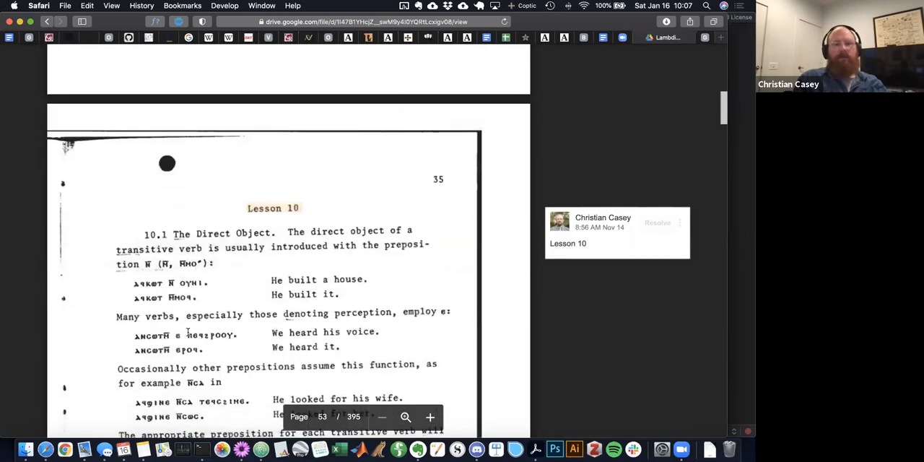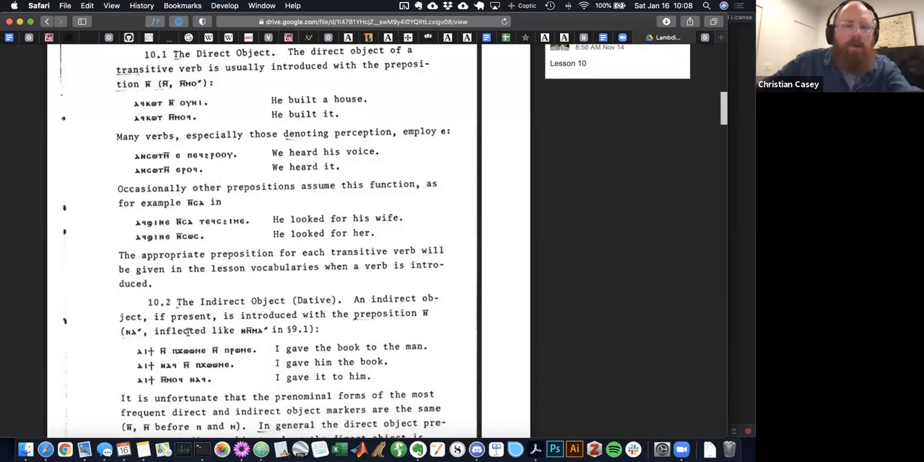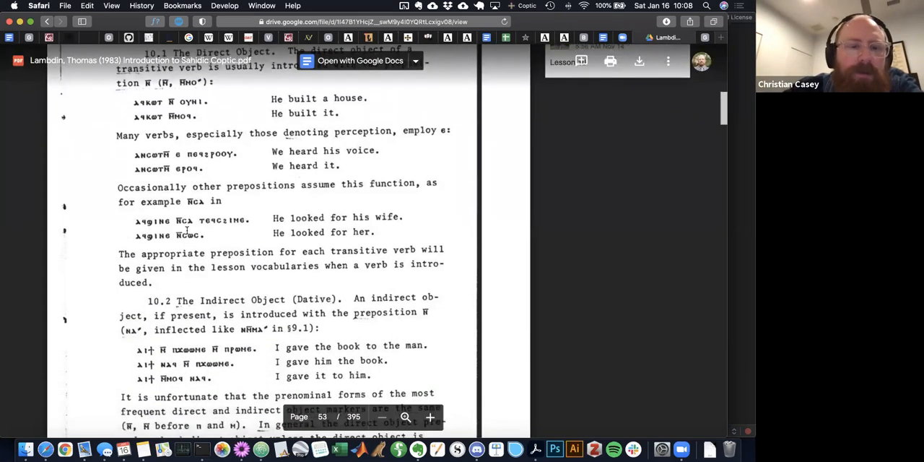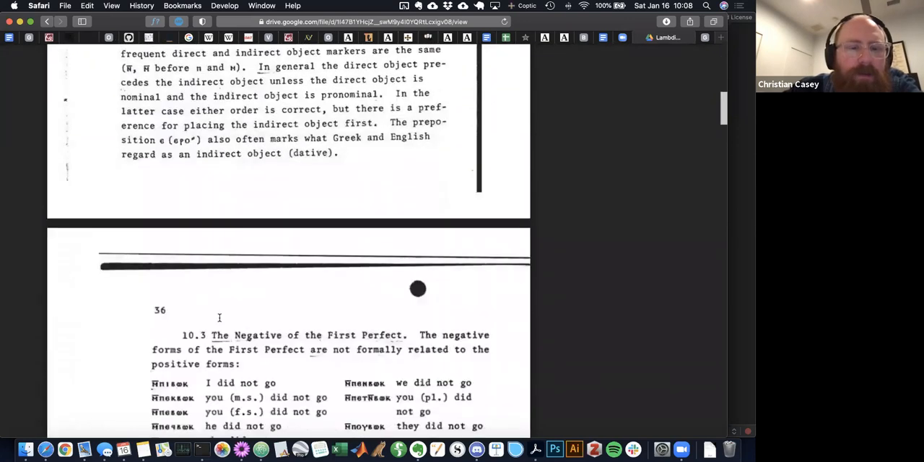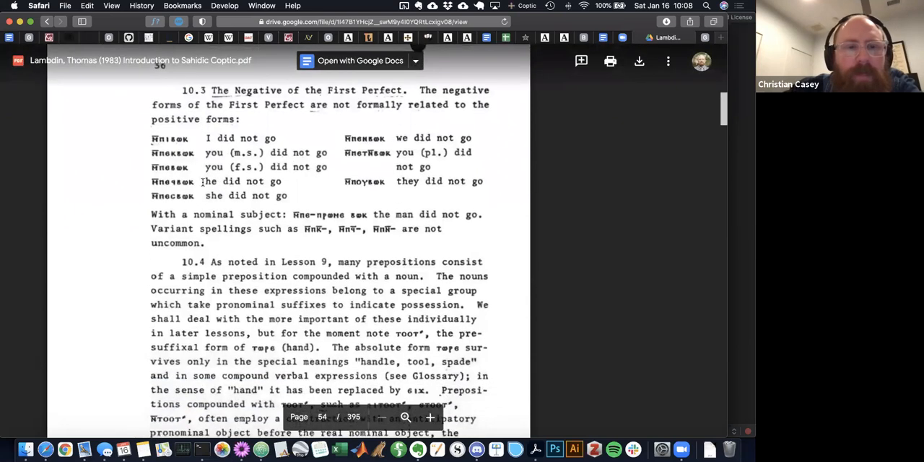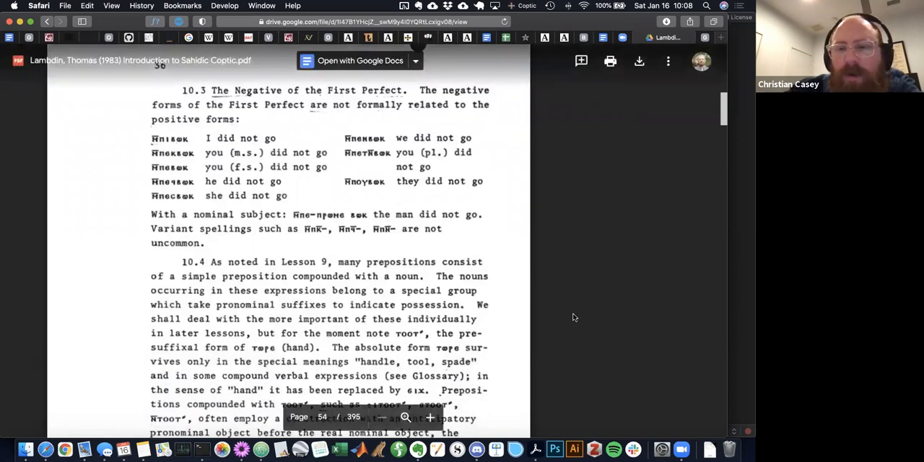It takes a lot of getting used to, but like all things language, it's just a function of time. And here are some examples of using the different preposition and pronoun combos. And then we learned a new verb form, MP voc. I did not go.